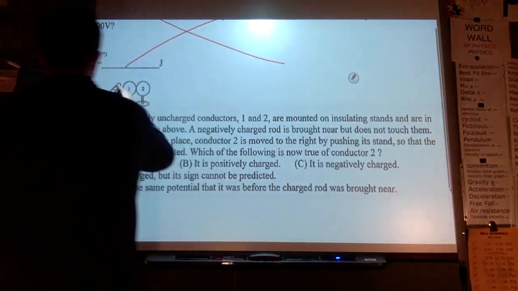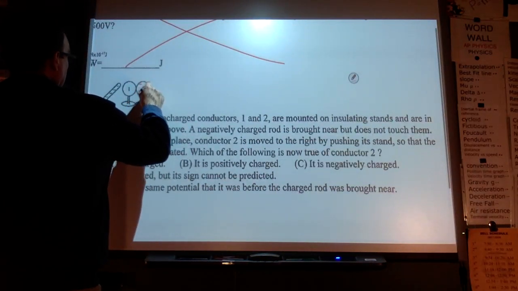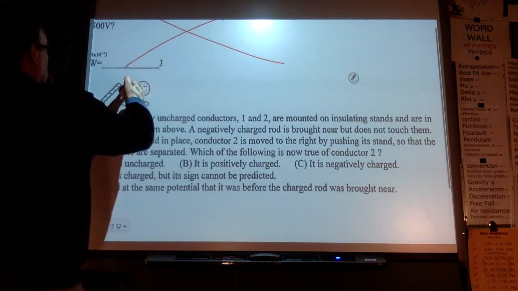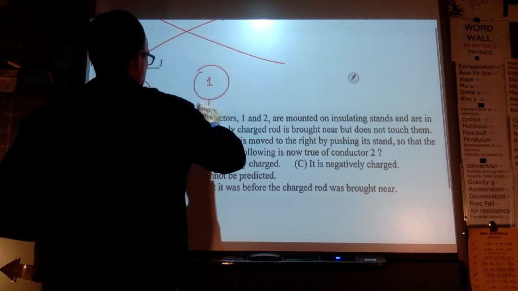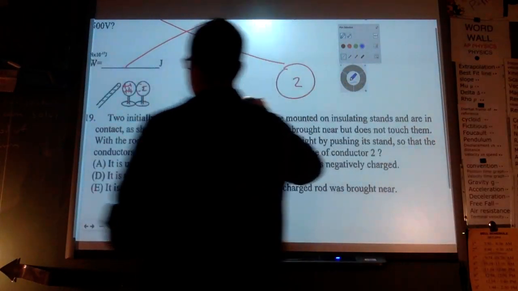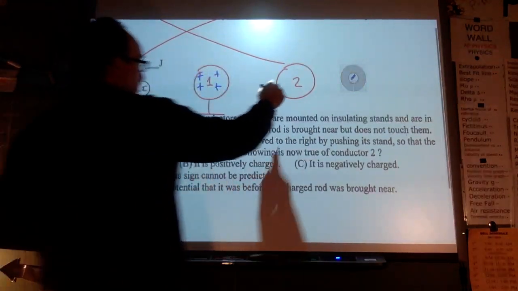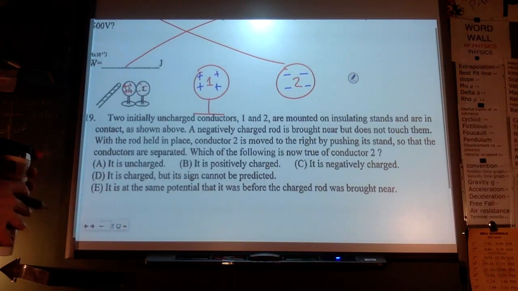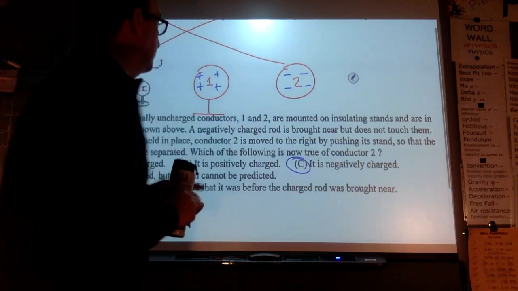But this negative charge is going to cause negative ones to be pushed away. When those negative ones are pushed away, it's going to leave positive ones. So when I separate them, I'll make it a little bit bigger. The negative ones that go away leave positive ones on number 1 and push negative ones onto number 2. So it's true that conductor 2 is negatively charged.